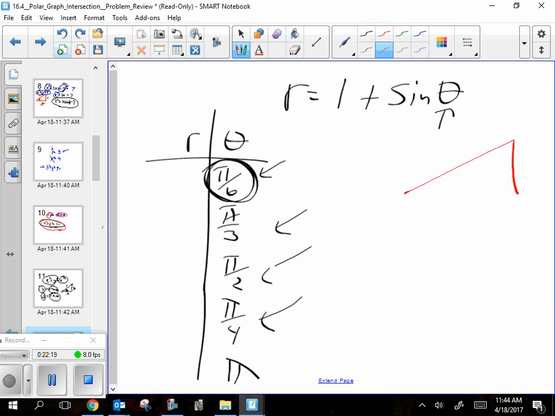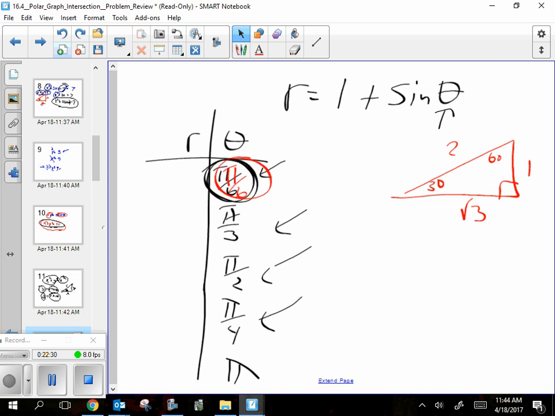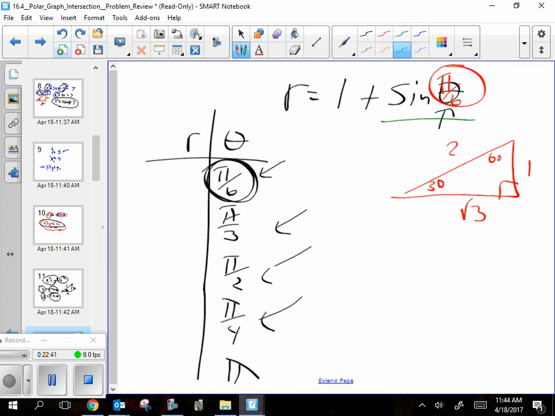Pi over 6 is in the 30, 60, 90 triangle, right? 1, 2, root 3. So if I'm going to do sine of this, I'm putting the pi over 6, grabbing it and putting it in right there. Sine of pi over 6 is, I have that one memorized. I told you to memorize it. 1/2. Good. And what's 1 plus 1/2? 1 plus 1/2 is 1.5. There we go. 1.5 comma pi over 6.